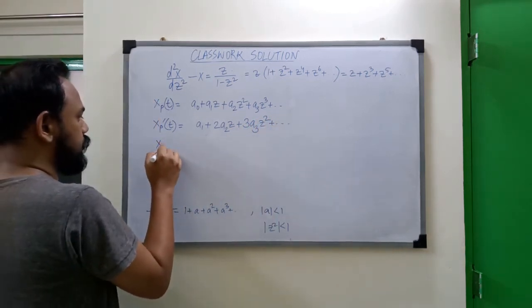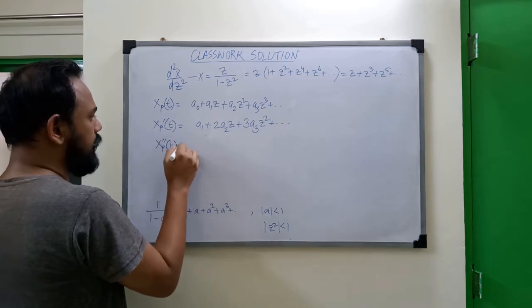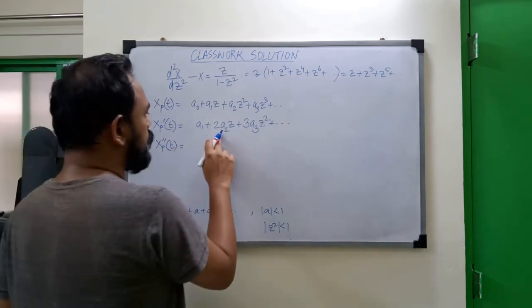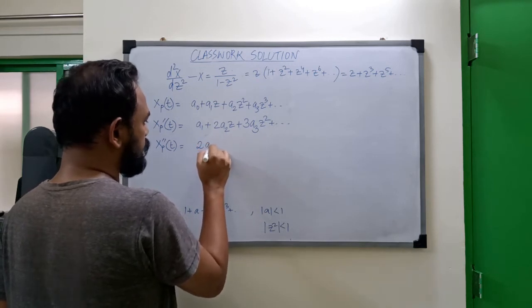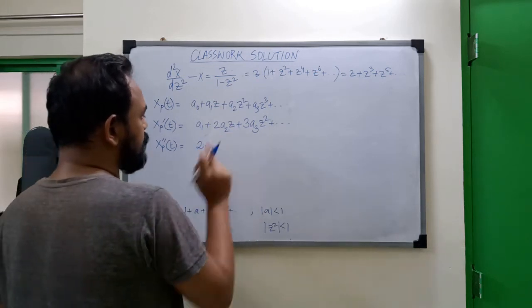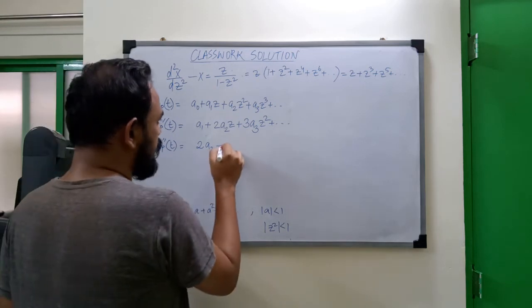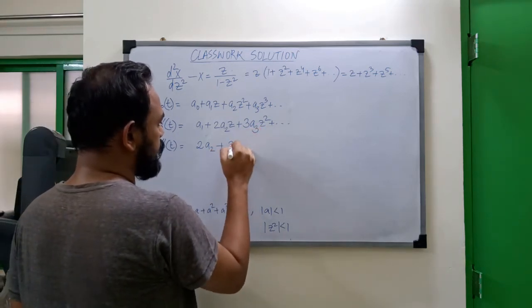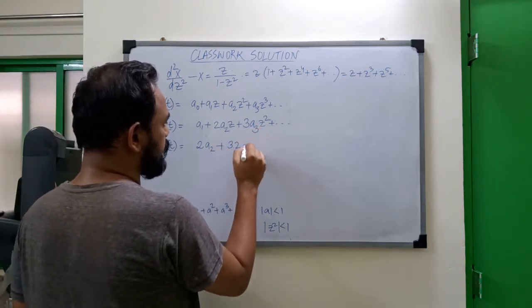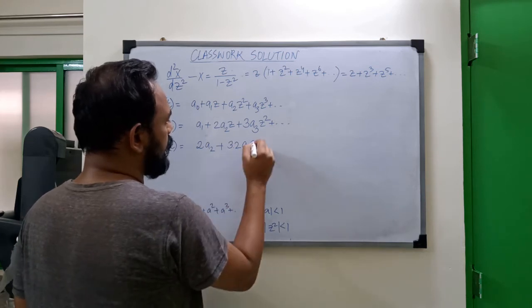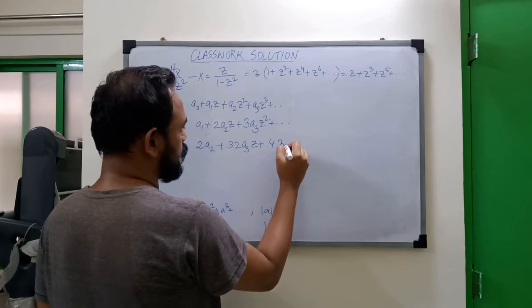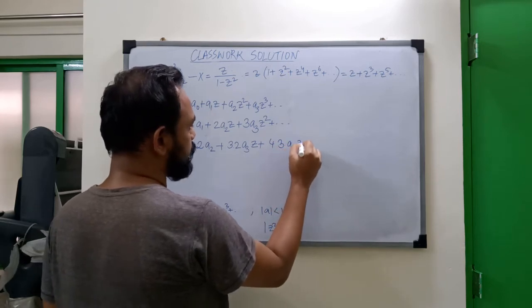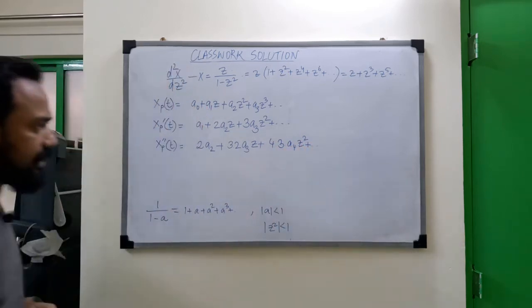We differentiate this once more. This one vanishes now. We get 2a2, okay? The z becomes 1 with the differentiation. Then this 2 comes down, so we get a 3 and a 2 as products, and we get a3 z plus, the next one is going to be 4 times 3 a4 z squared, something like that.